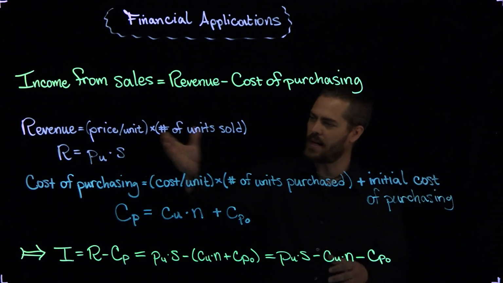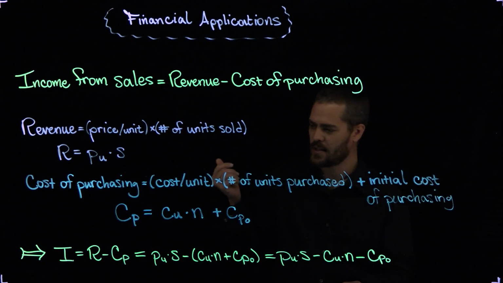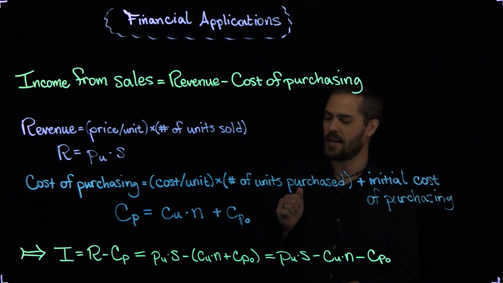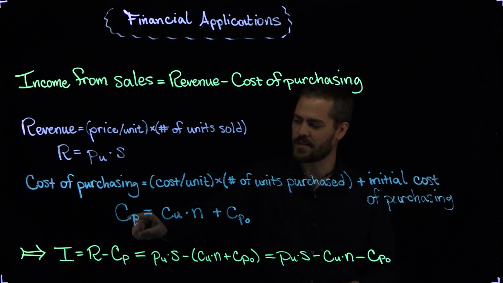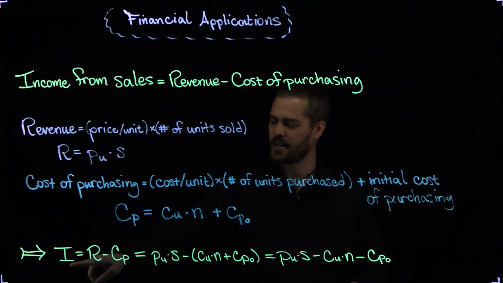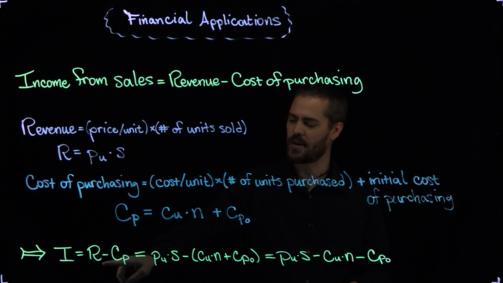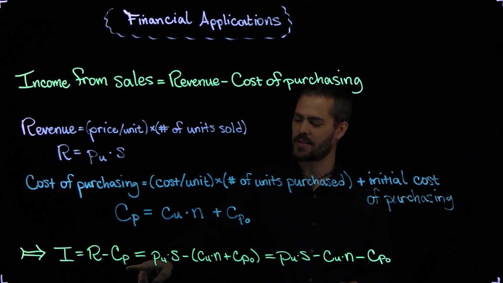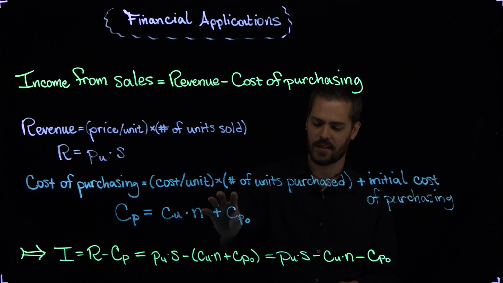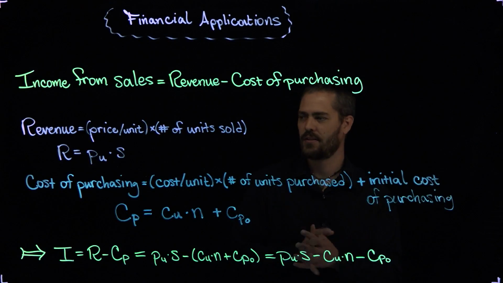So you made some money, that's your revenue. You had to pay some money out, that's your cost. The income then is the revenue minus the cost of purchasing, and that's what I've shown down here below. I for income is equal to revenue minus the cost of purchasing. And when I expand that out according to the definitions I've given here, I get this formula.